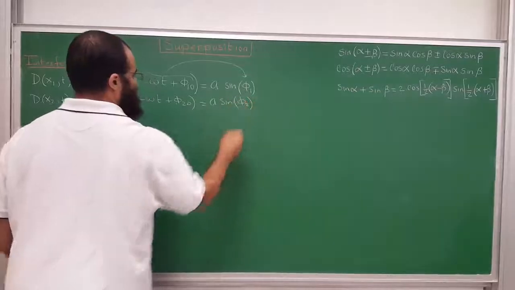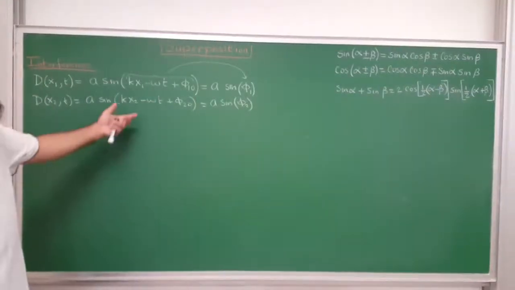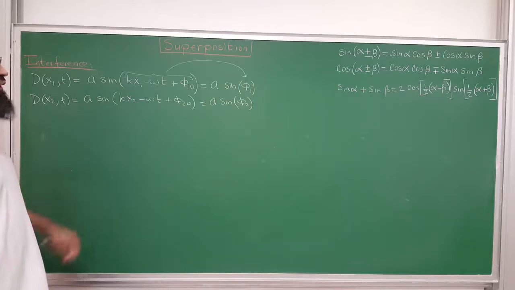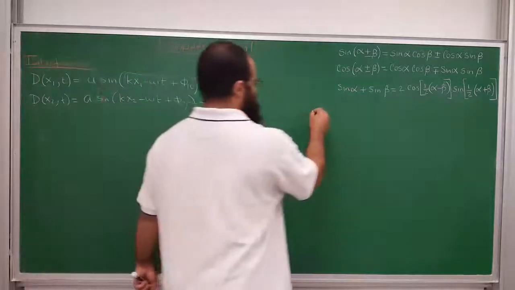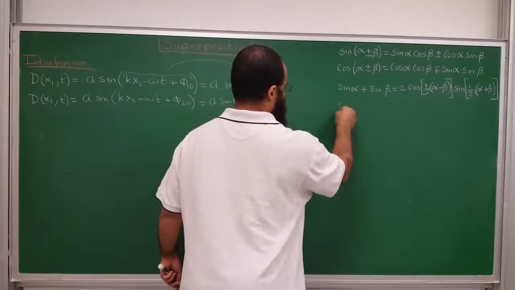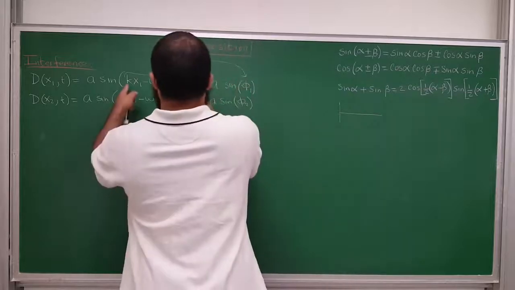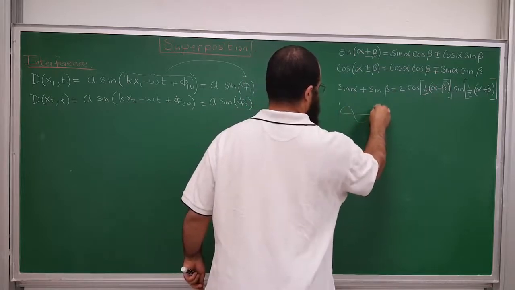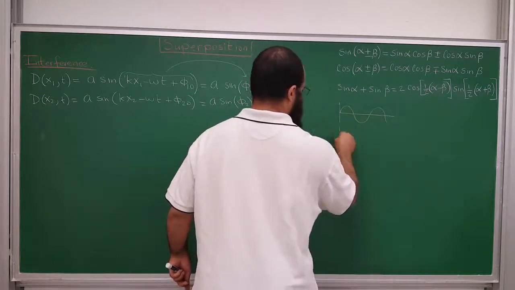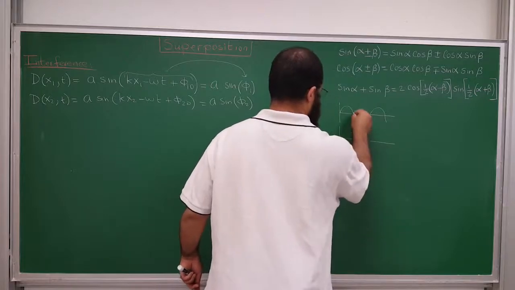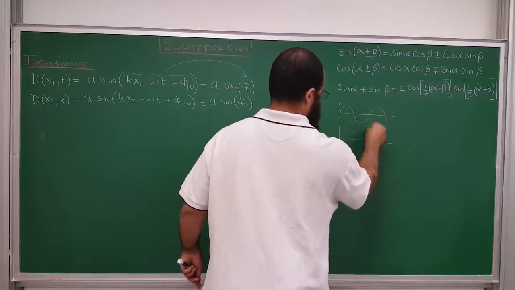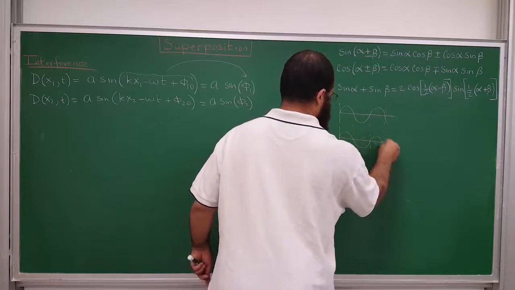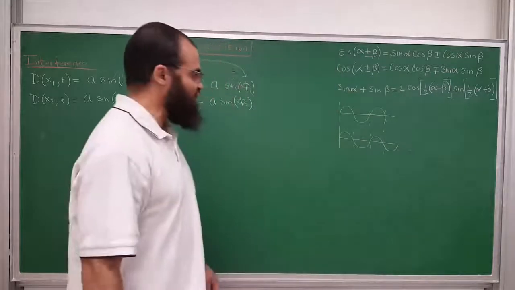Phi 2. Now, if this and this differ by one wavelength, then it will be constructive interference. Let me show you what I mean. So let's say if phi 1 and phi 2 are exactly the same, here is the first wave, and the second wave will be right below it. And it looks like this. In this case, it would be constructive interference.